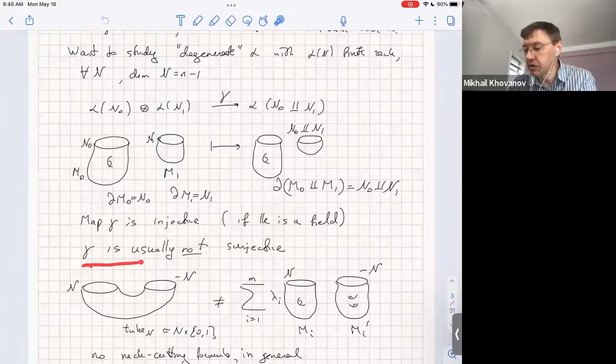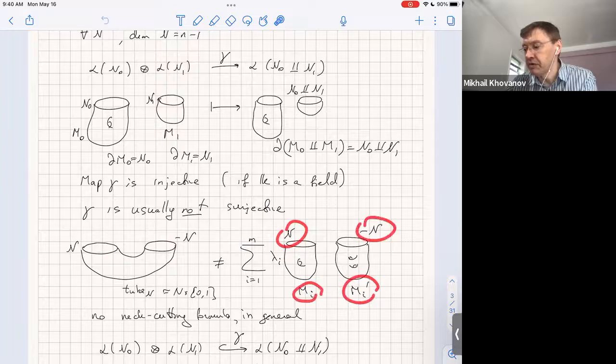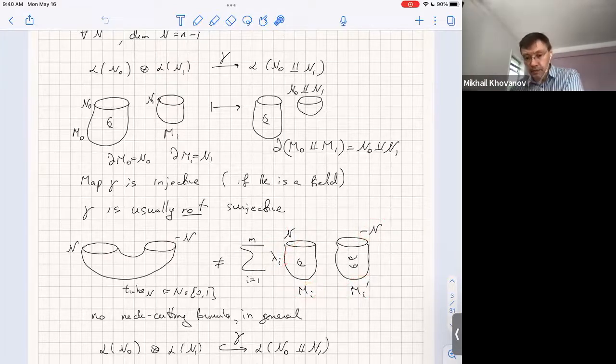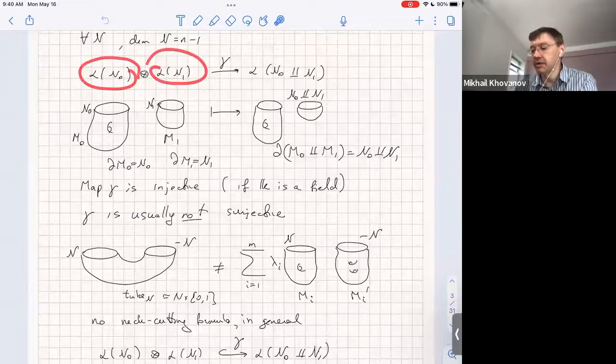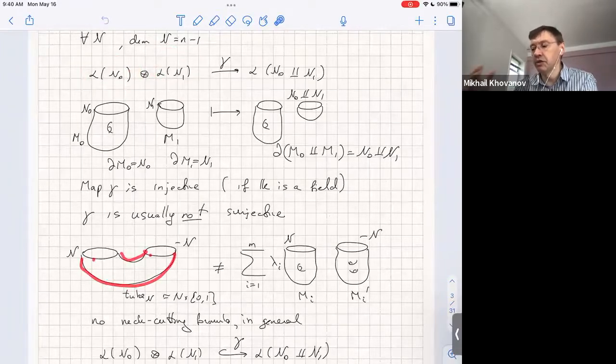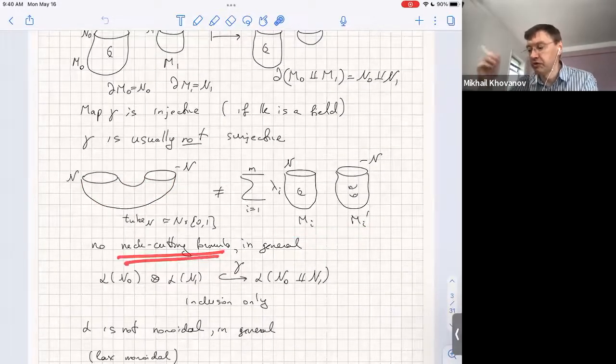But it's usually not surjective, and the reason is that we might not have skein relations that, if you take N, take minus N, and take this canonical cobordism, usually we might not have relations that would allow us to decompose this cobordism as a sum of Mi bounding N, Mi prime bounding minus N, times some coefficients. So we might not have this available, and this means that this state space will be strictly larger than the tensor product of spaces, because not everything with boundary N union minus N will decompose into such sums. Another way to say it is that there is no neck cutting formula, no surgery formula.